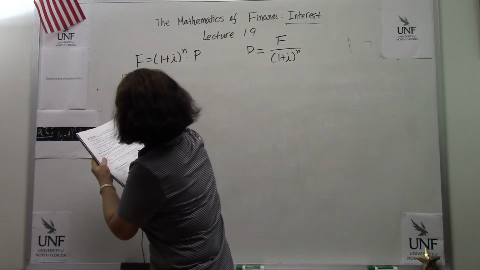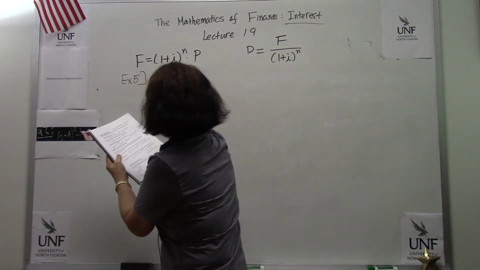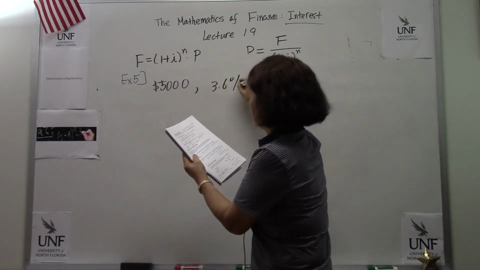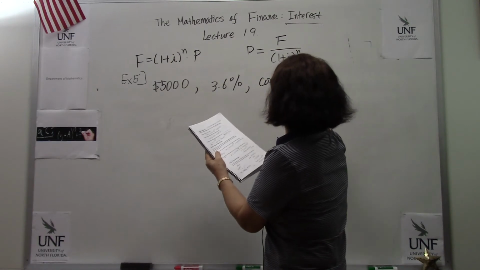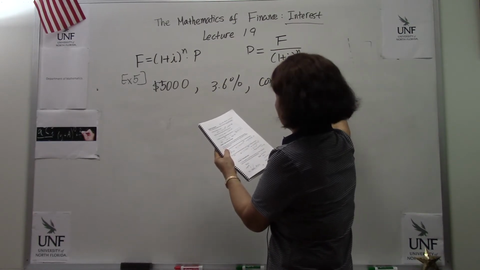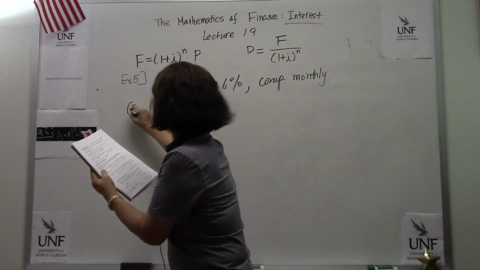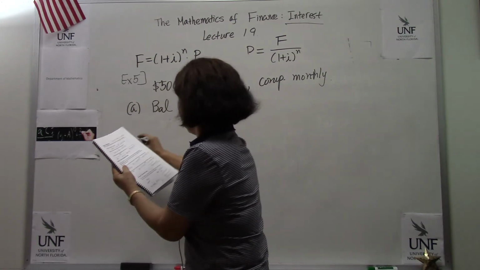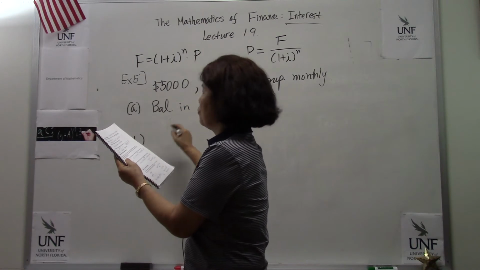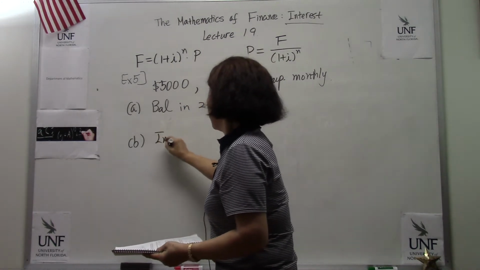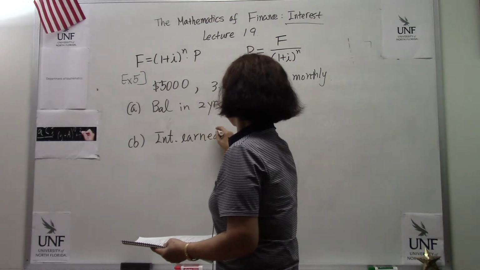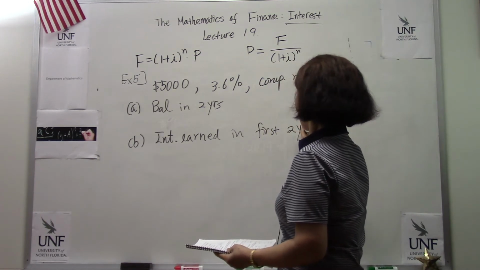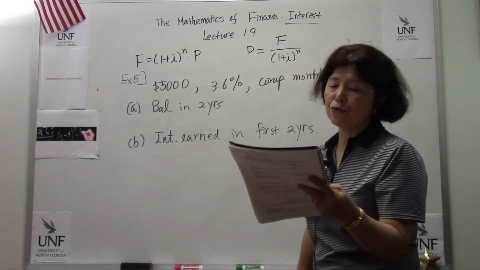Example 5. $5,000 is deposited into a savings account at 3.6% interest compounded monthly. Compounded monthly. This is a summary. What is the balance in 2 years? Balance in 2 years. B is what is interest earned during the first 2 years, okay? Interest earned in first 2 years. And part C is during the third year.